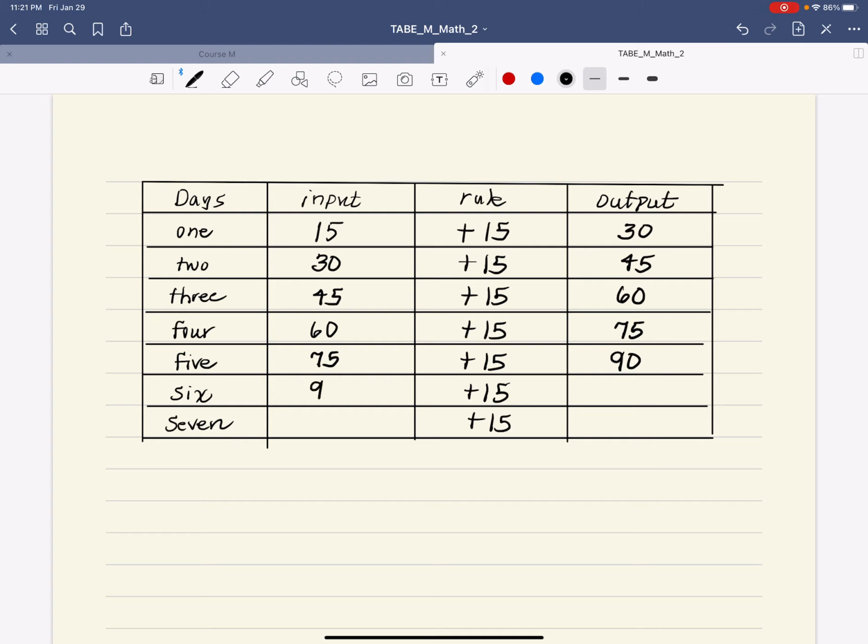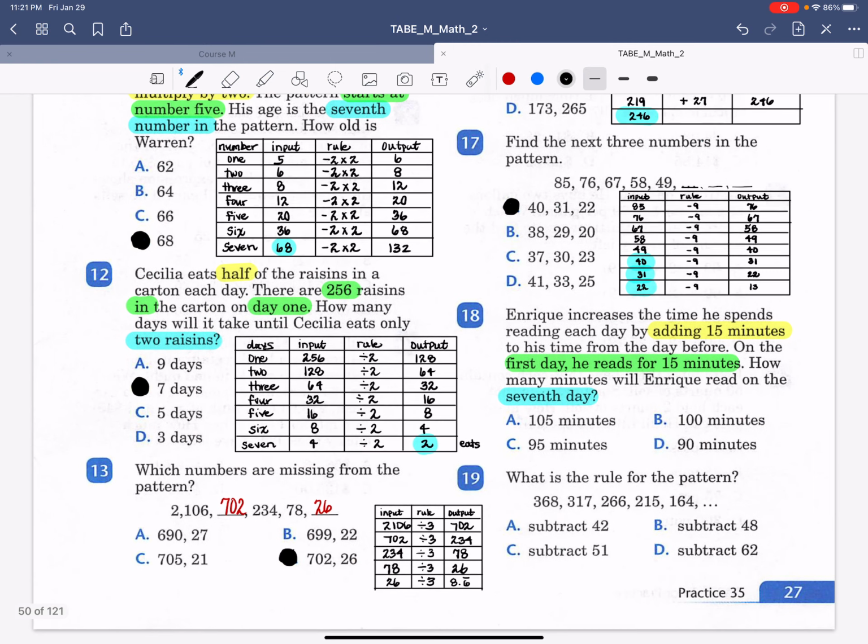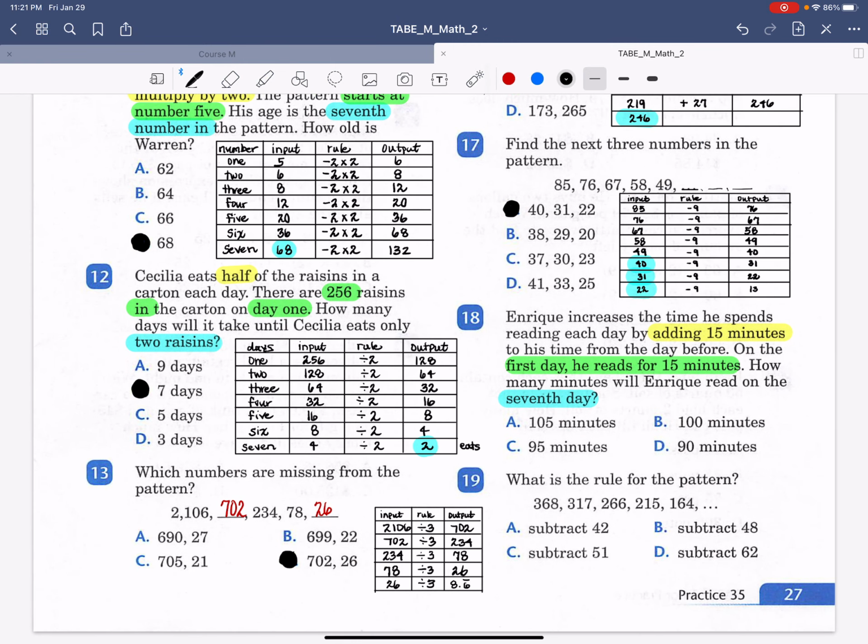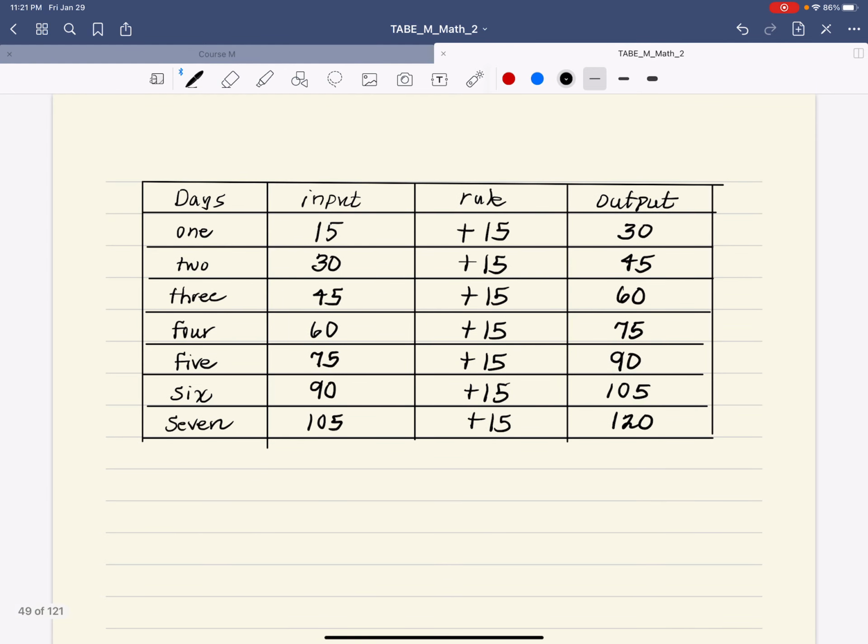90. 90 plus 15 is 105. And 105 plus 15 is 120, which is also 2 hours, 120 minutes. Oh, wait, no, I need to check my question. How many minutes will he read on the 7th day? So on the 7th day, he would read this many minutes, 105. Be careful with that. 120 is the input for the 8th day.